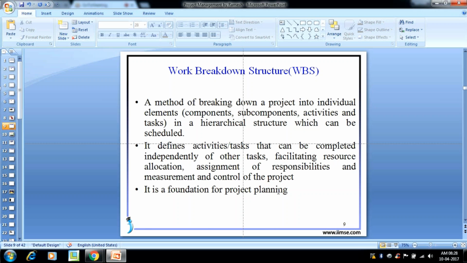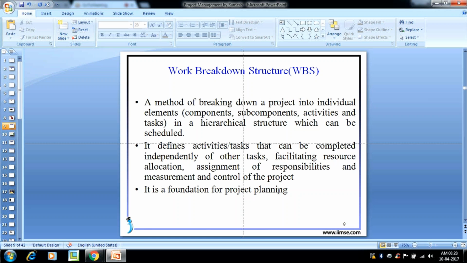It defines activities that can be completed independently of other tasks, facilitating resource allocation, assignment of responsibilities, and measurement and control of the project. It's a foundation for project planning. That means the project whichever we have, that first we should divide into some sub-elements.